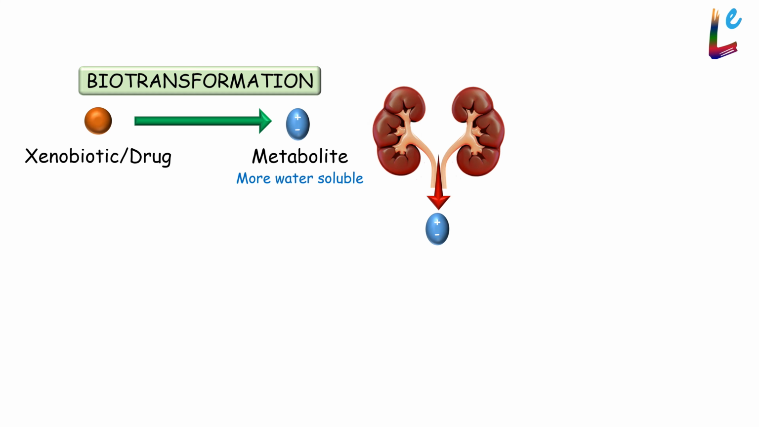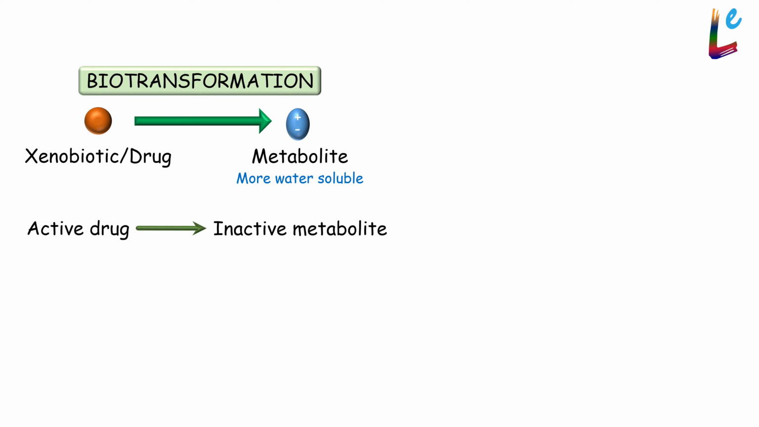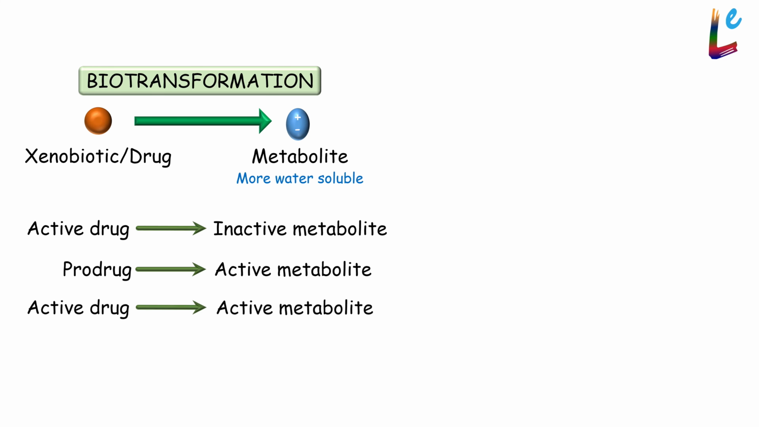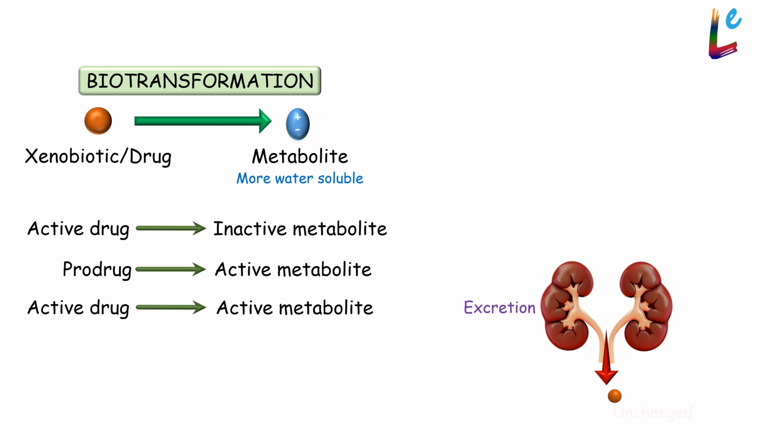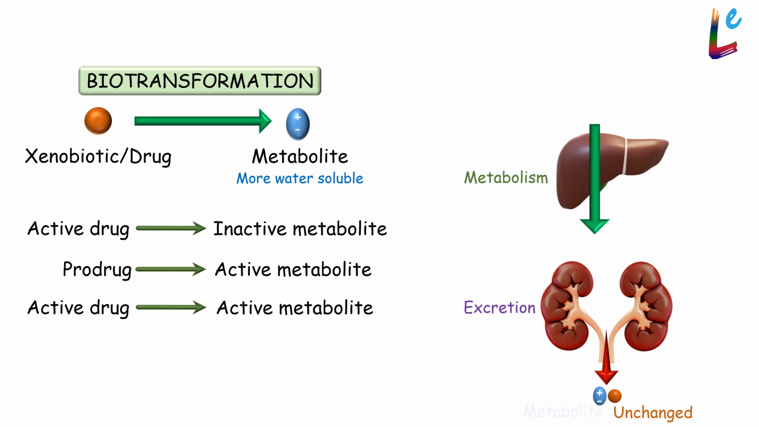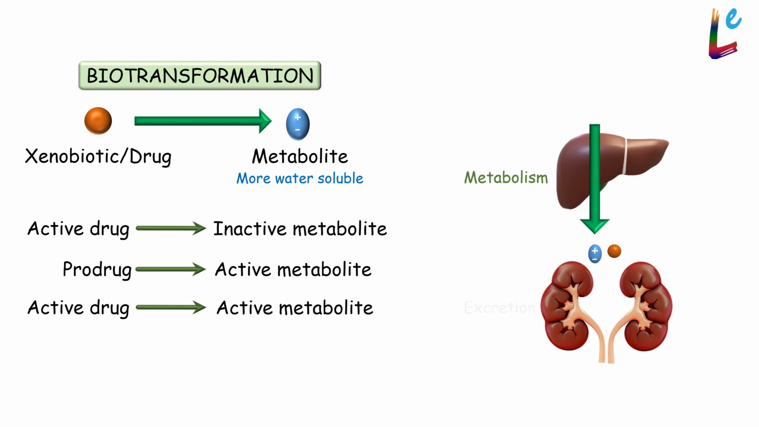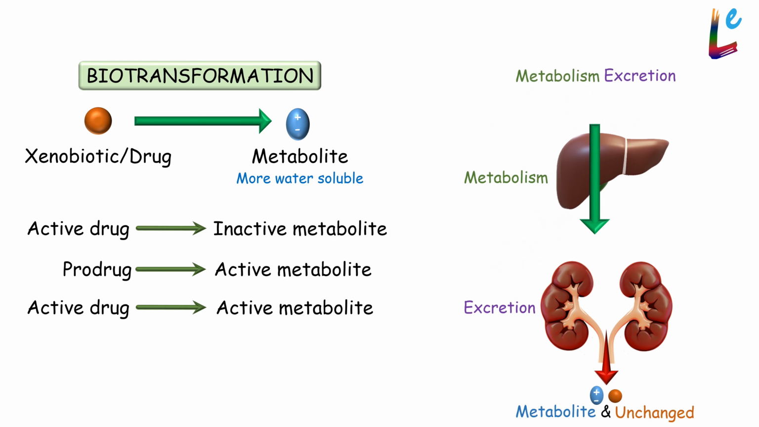Through this process, a drug is usually inactivated. However, it can also result in the activation of a prodrug or conversion of an active drug into an active metabolite. So, an administered drug can be removed from circulation either by excreting the unchanged form, or by metabolizing it and excreting the metabolite, or by a combination of these processes. So, metabolism and excretion are together known as elimination.